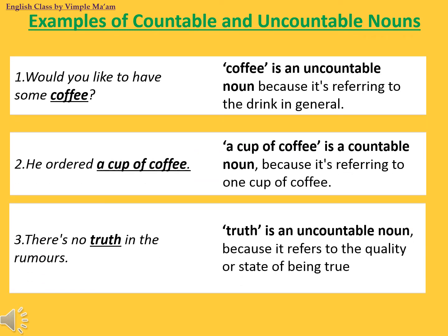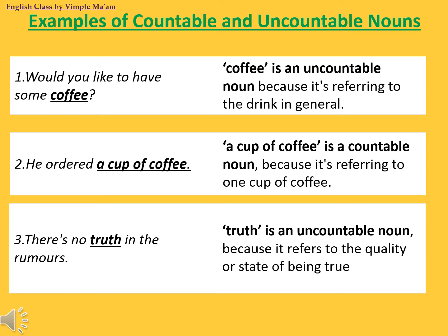Let's learn, with the help of a few more examples, how to distinguish between countable and uncountable nouns. First sentence: would you like to have some coffee? Coffee here is an uncountable noun because it's referring to the drink in general. Let's take another example. He ordered a cup of coffee. Now here, a cup of coffee is a countable noun because we are counting the number of cups. It's referring to only one cup of coffee.